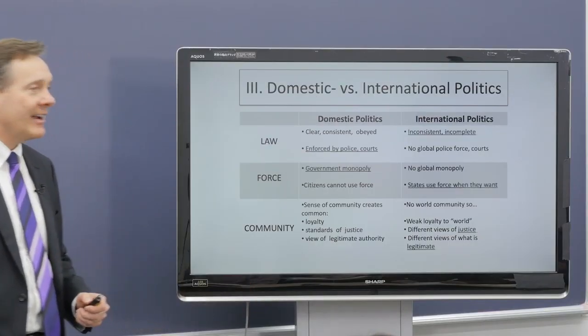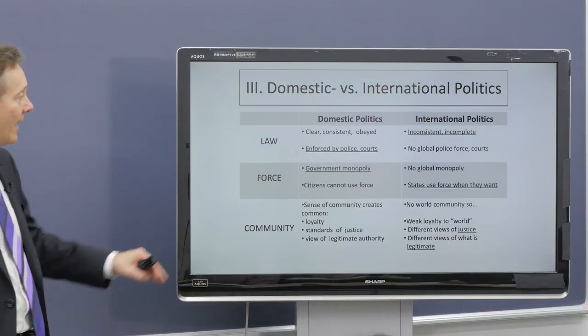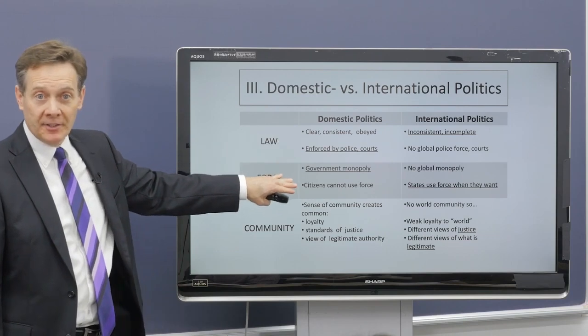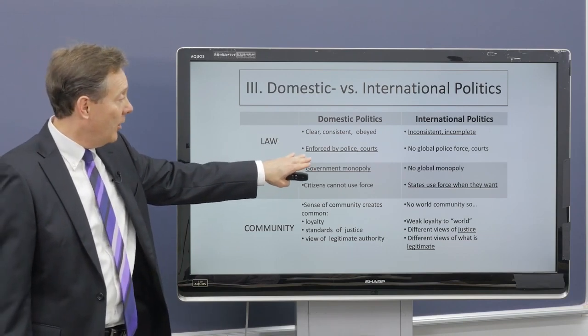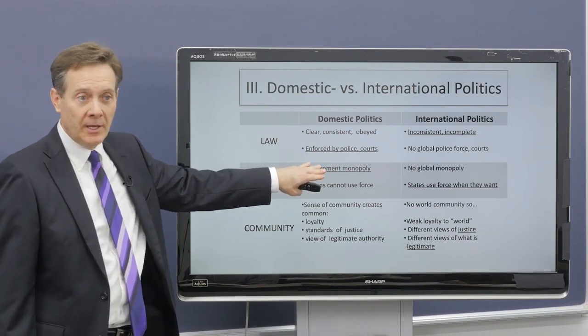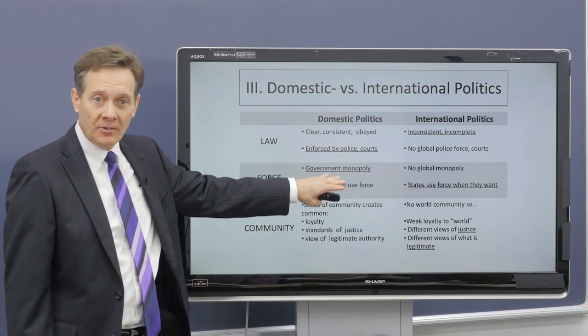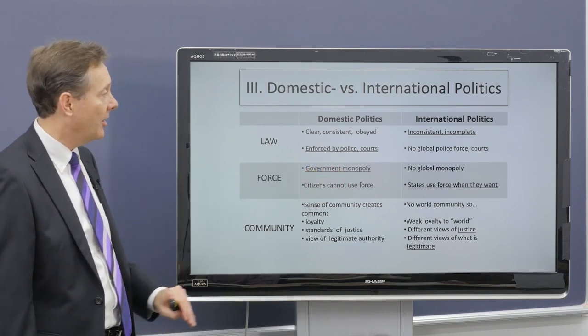All right, let's check our answers together. Well, in domestic politics, so inside of a country, we know that the law is enforced by the police and by courts. We have a standard police and courts to enforce our laws.